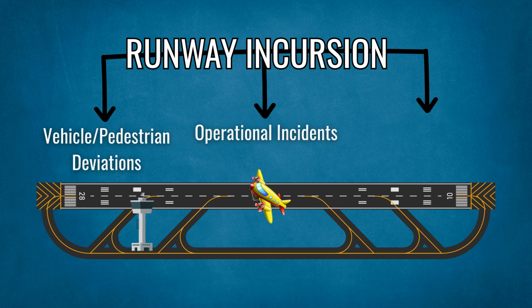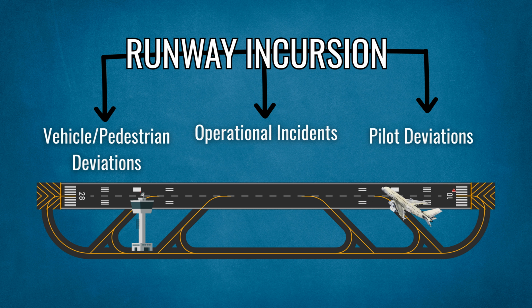Vehicle and pedestrian deviations. These are pedestrians or vehicles entering runways or taxiways without ATC authorization. This deviation could be a vehicle crossing a runway hold marking before receiving ATC clearance. Pilot deviations. Pilots' actions that violate the federal aviation regulation. Examples include entering an active runway, landing, or taking off without clearance.